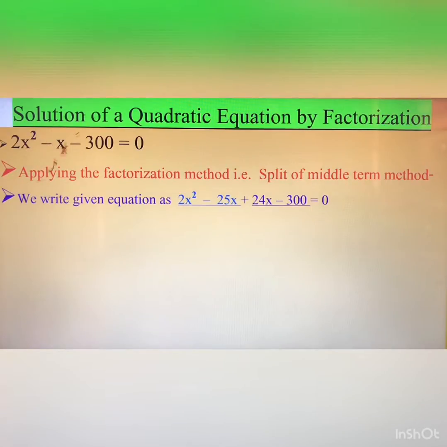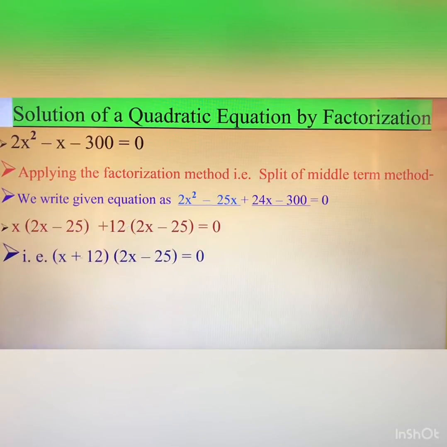So you can write this by taking the common factors. When you take x common, you will get 2x minus 25 for the first pair, and for the second pair, when you take 12 as common, then you will get 2x minus 25 equal to 0. And once again you will take the common 2x minus 25, so you will get x plus 12 and 2x minus 25 equal to 0.